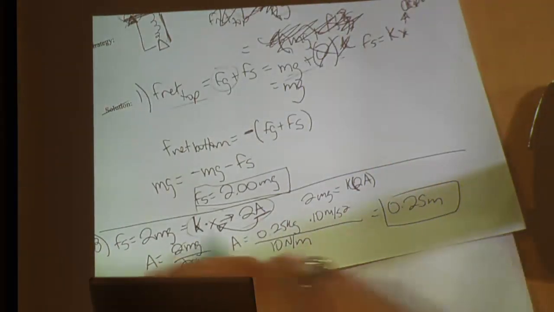Next part is part C. I'm running out of space again. Part C is to find the maximum velocity. In this problem, we're using energy to find it. So we can do energy in springs.